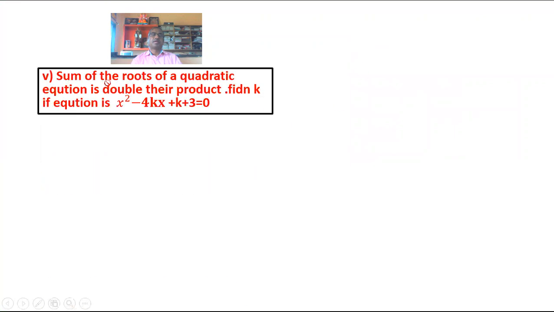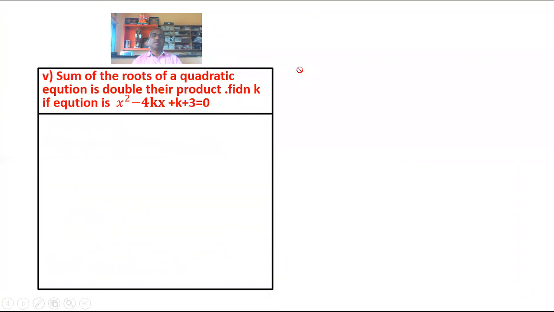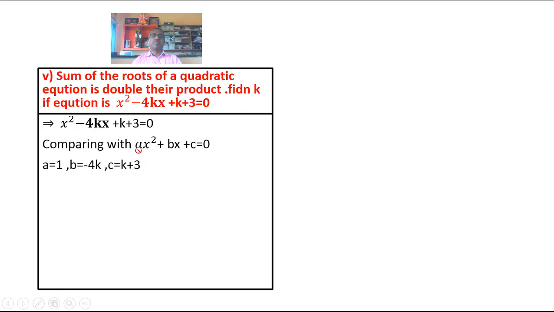Sum of the roots of quadratic equation is double their product. Find k if equation is x square minus 4kx plus k plus 3 is equal to 0. Given quadratic equation is x square minus 4kx plus k plus 3 is equal to 0. In this quadratic equation, x is a variable. Comparing with ax square plus bx plus c is equal to 0, the value of a is equal to 1, b is equal to minus 4k, and c is equal to k plus 3.